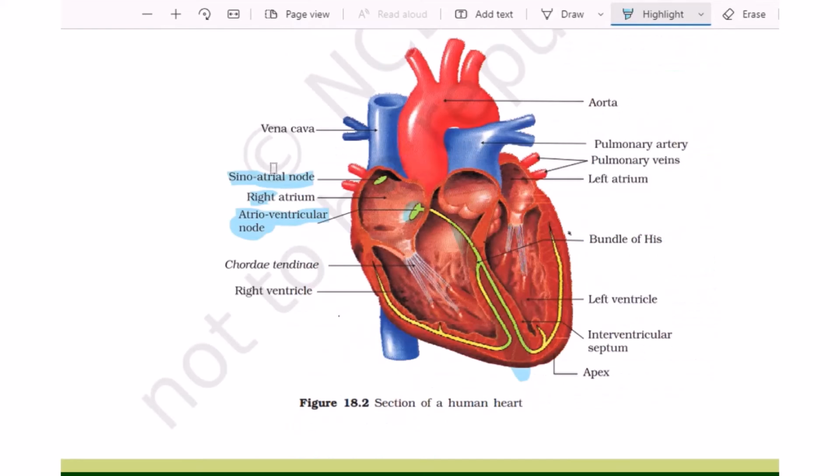And these bundles again divide further, and they give rise to smaller fibers, and these fibers are called the Purkinje fibers, right? So these Purkinje fibers are basically distributed throughout the ventricular musculature, and they are responsible for the electrical activity of the heart.